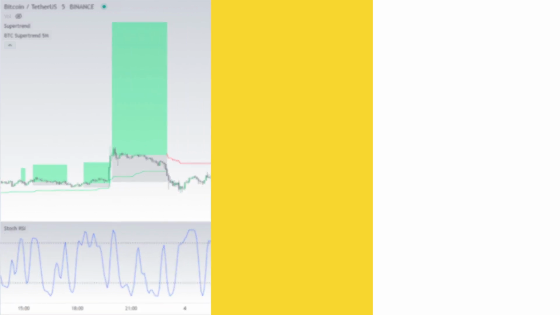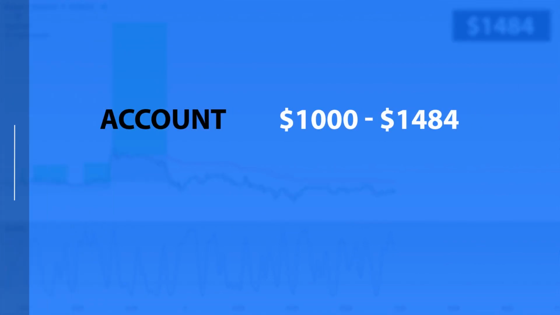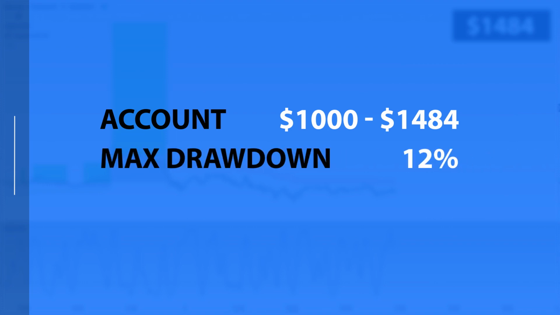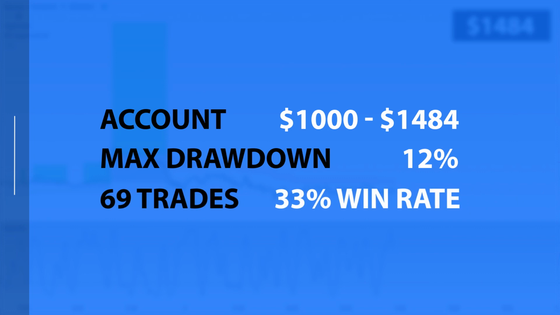And here we are, after 69 trades, our account is at $1,484. That's almost 50% profit in 6 weeks. Thank you, namaste. But don't get carried away with this beautiful number. This strategy probably doesn't perform this good on a larger dataset. Unfortunately, 6 weeks of data is all we get on TradingView for a 5-minute time frame.